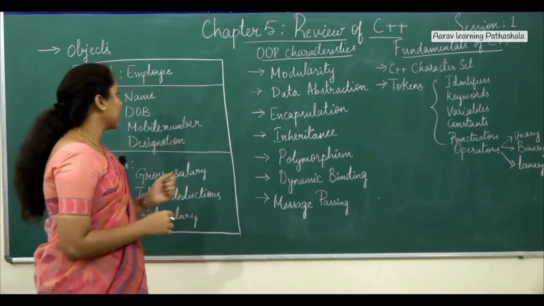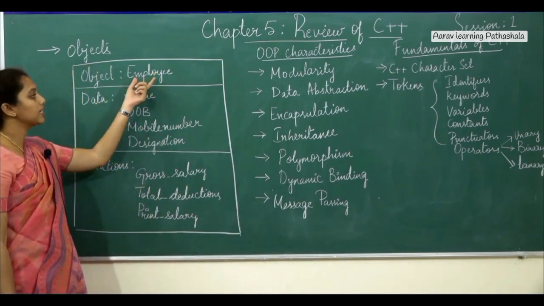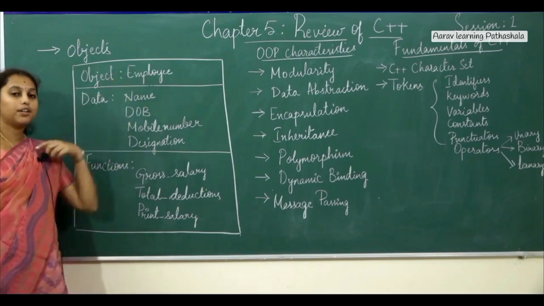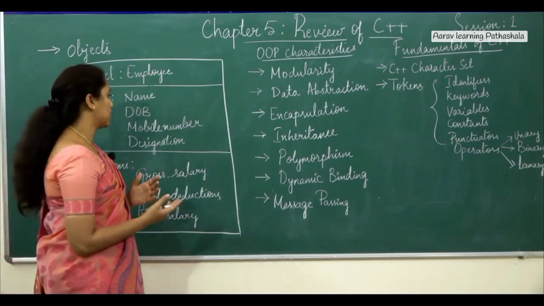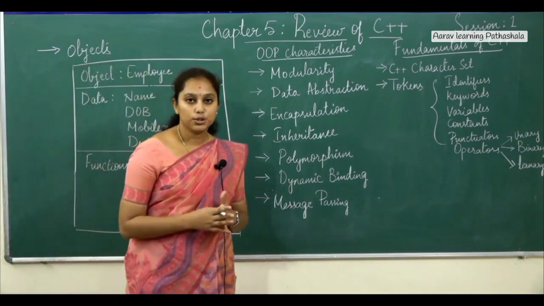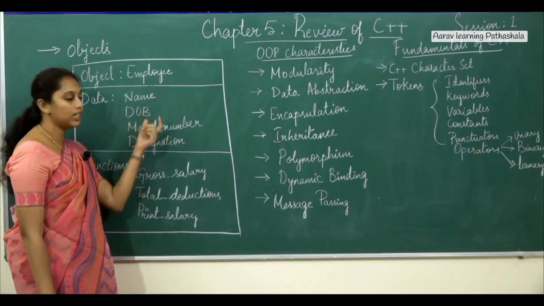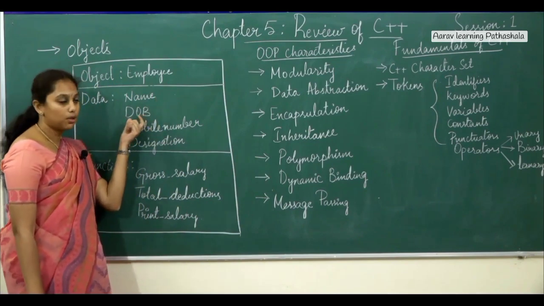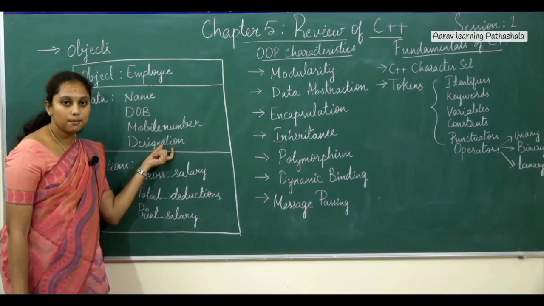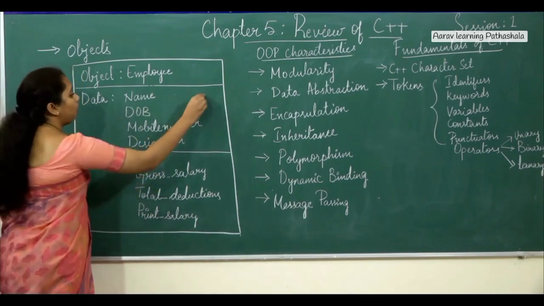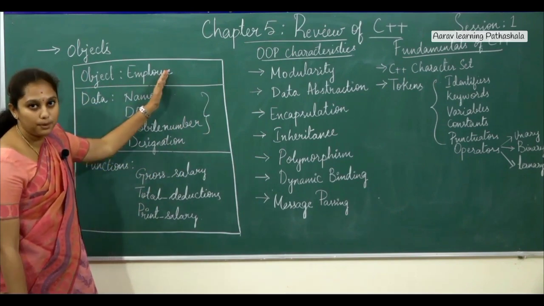So let's take an example, employee. So here employee is an object. So if I want to collect the details of an employee, what are all the information or data we are going to collect? I am going to collect the data like the name of the employee, the date of birth of an employee, mobile number, as well as designation of an employee. So these are called the data members of an object employee.